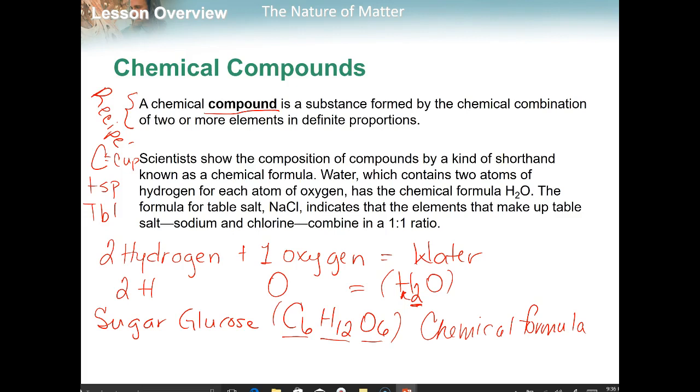Now, let's talk about a couple of other things here, because I want to go with the examples on your PowerPoint. It says the formula for table salt is NaCl. Notice that there are no numbers after this, and that indicates that the elements that make up table salt, or sodium chloride, are in a 1-to-1 ratio. There's 1 sodium to 1 chlorine. So we don't always have to have numbers.